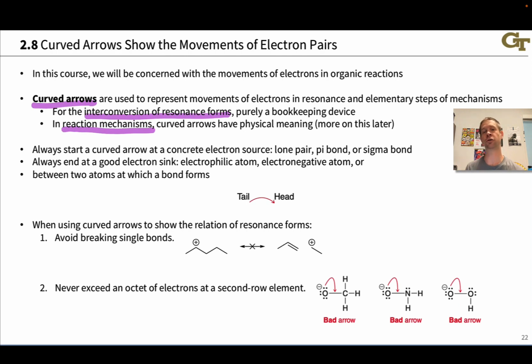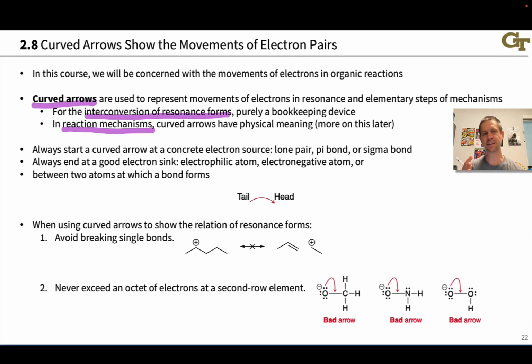We use them for the interconversion of resonance forms, and here they're purely a bookkeeping device showing the electronic relationship between two resonance forms, if you like, how we can push electron pairs around to convert one resonance form into another, knowing, as we should based on resonance theory, that this is not a physical process. This is just a device for us to help see the relationships between resonance structures and confirm that they are in fact related as resonance forms. In reaction mechanisms, curved arrows actually can have a deeper physical meaning, and we'll have more to say about this later when we get into reaction mechanisms later in the course.